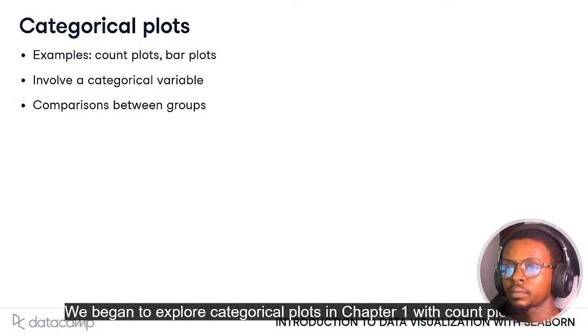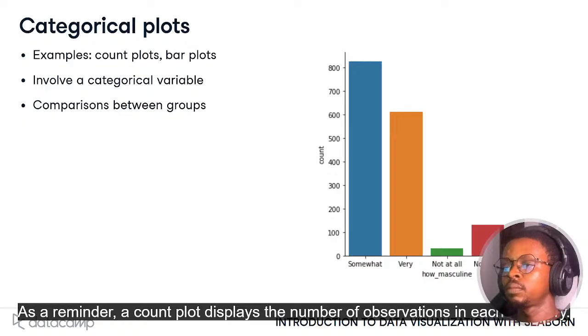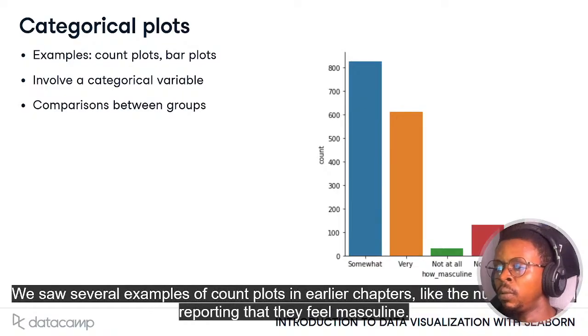We began to explore categorical plots in Chapter 1 with count plots. As a reminder, a count plot displays the number of observations in each category. We saw several examples of count plots in earlier chapters.